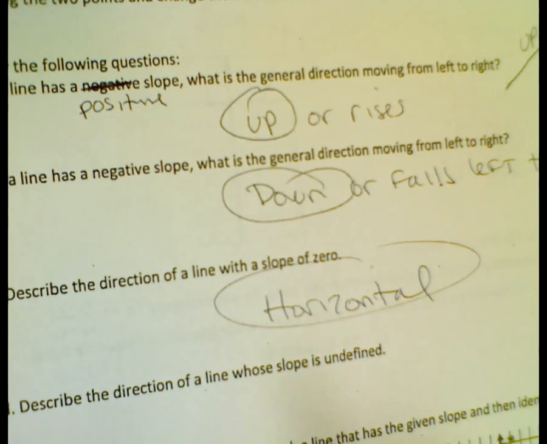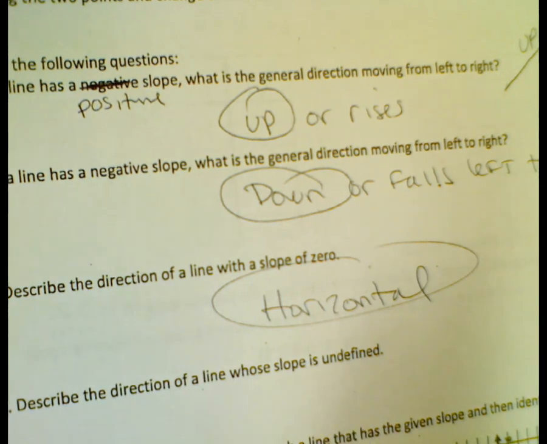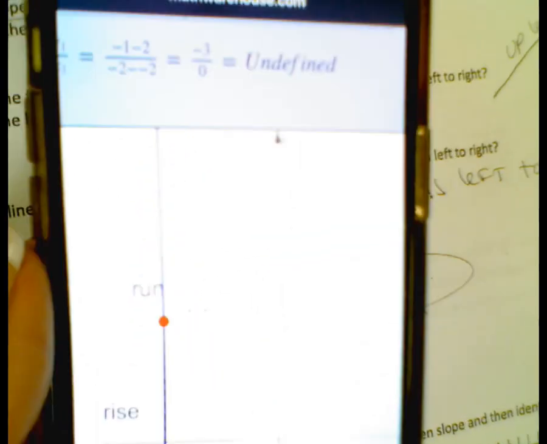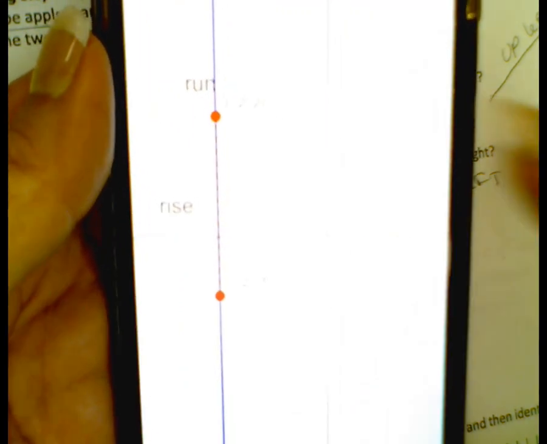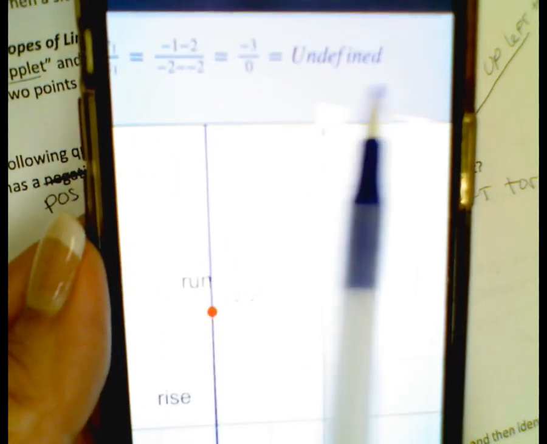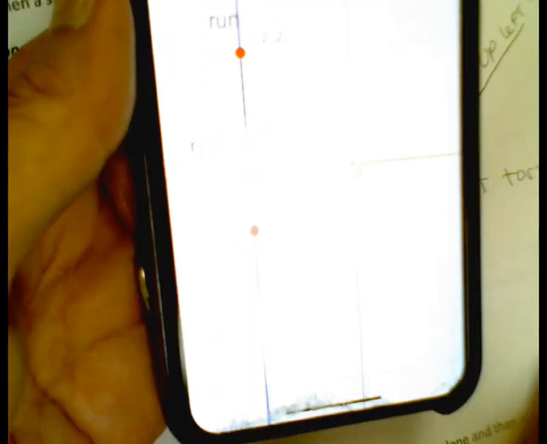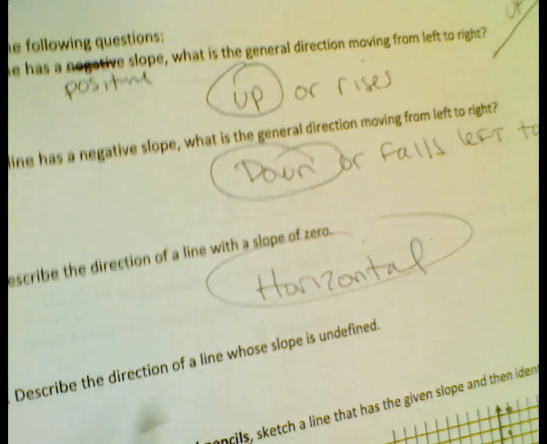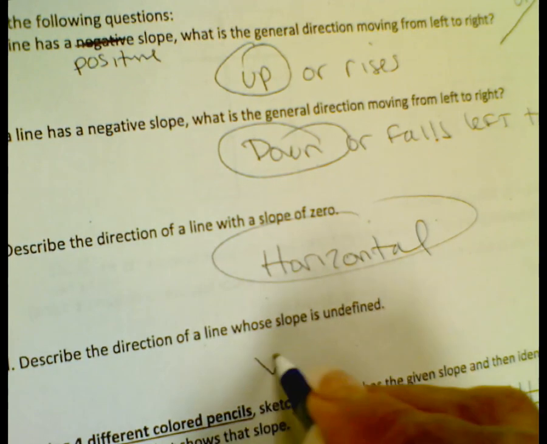Horizontal. Describe the direction of a line whose slope is undefined. That means you cannot ski down it. You cannot ski down a vertical line. So let's go back to our app here, and let's see what would happen if I moved my dot so that the line was up and down like that. You guys see how it's up and down? I know it's really hard to see, but look at the slope up here. See the big word undefined? Undefined slopes are vertical. So describe the direction of a line whose slope is undefined. You would say vertical.